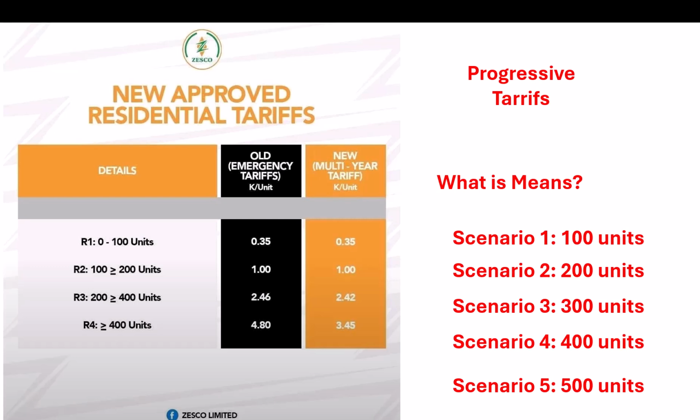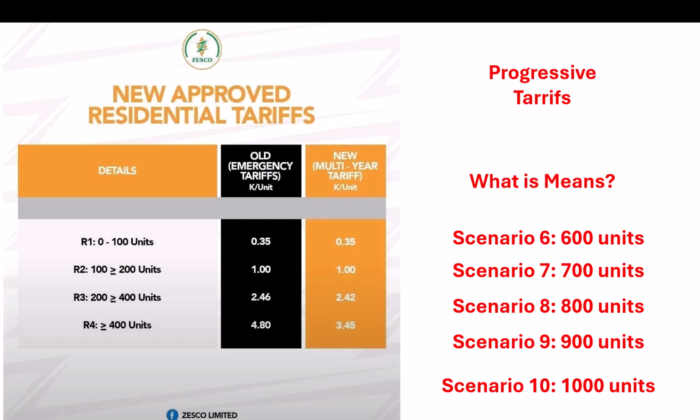But we also want to look at the entire spectrum, because these units are progressive. So within the program, today we deal with part 1. We will deal with part 2, part 3, and part 4. We will look at the different scenarios from 100 to 500 units, and also from 600 to 1,000 units. What is the cost implication? How can you save on the energy? How can you decide to invest in the solar system?